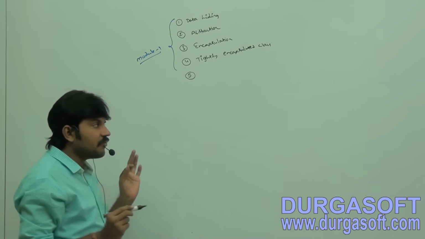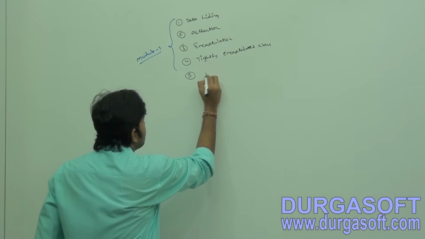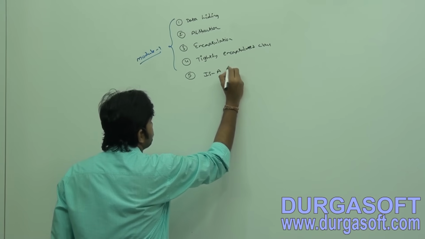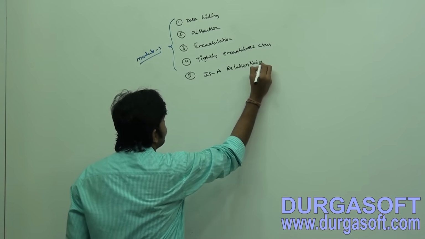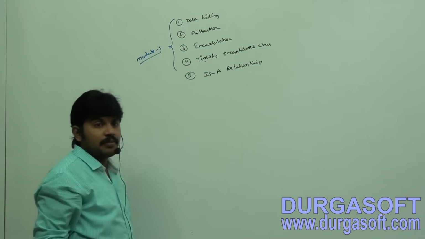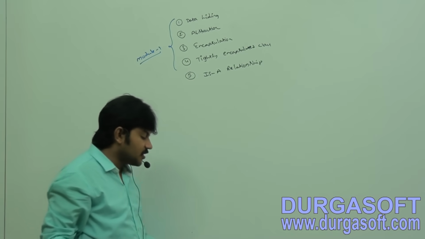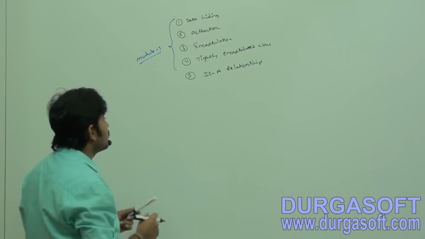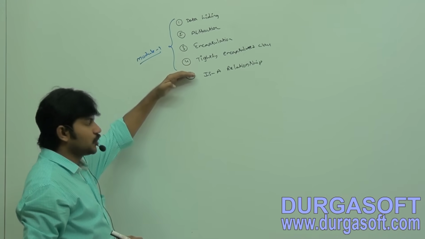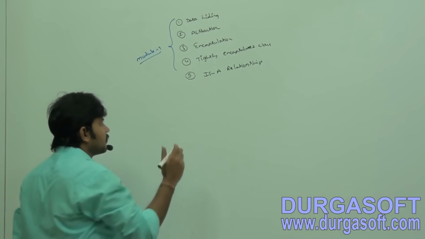Now the next very important concept is the IS-A relationship. Are you getting it? The IS-A relationship. It seems to be only one word, but it is a big topic. What is the IS-A relationship? It is also known as inheritance. This one is module 2 itself, the IS-A relationship.